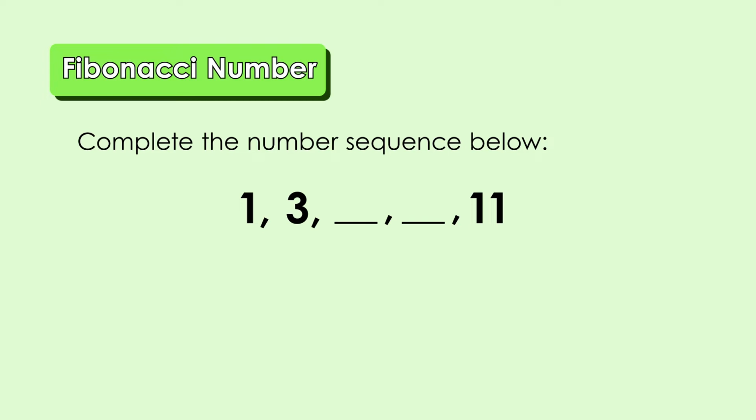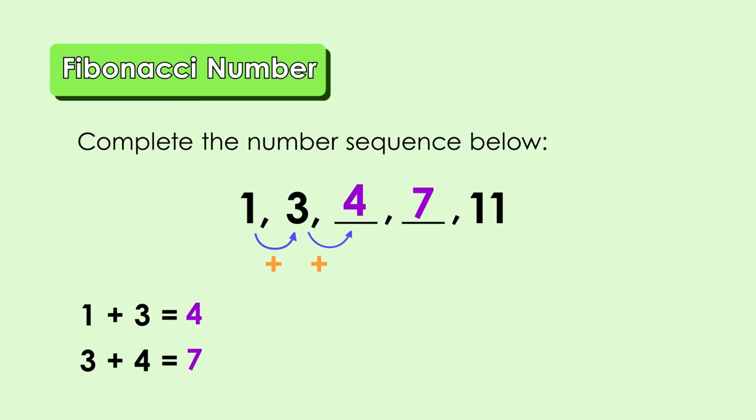Our next term is obtained by adding the previous two terms. 1 plus 3 is 4. 3 plus 4 is 7. Well done!